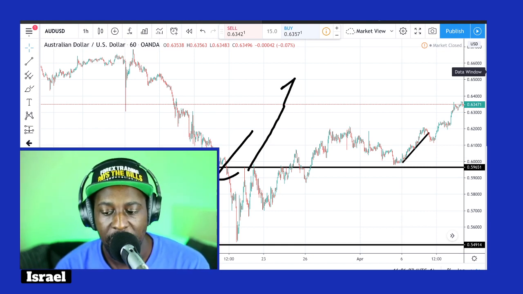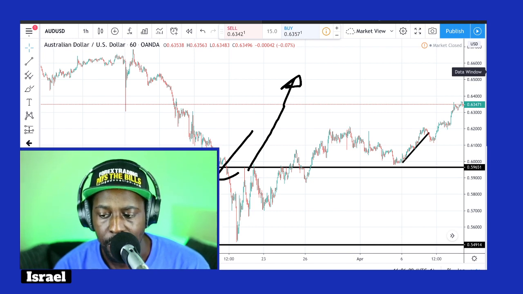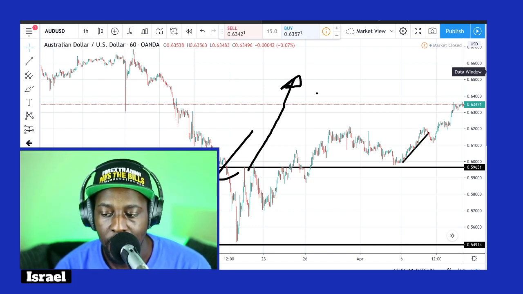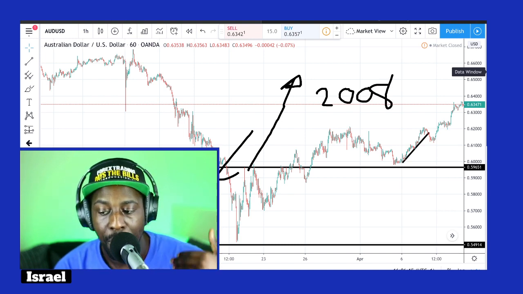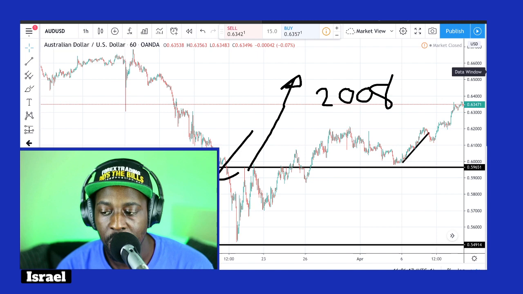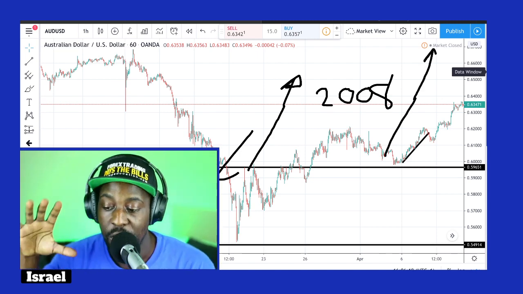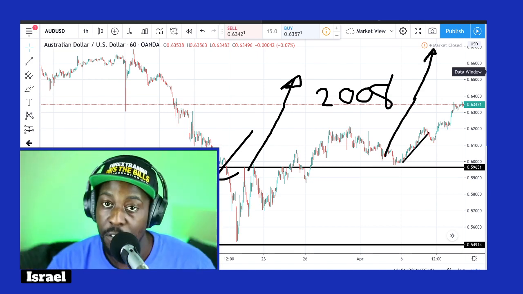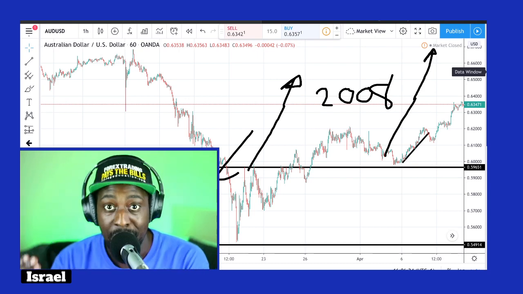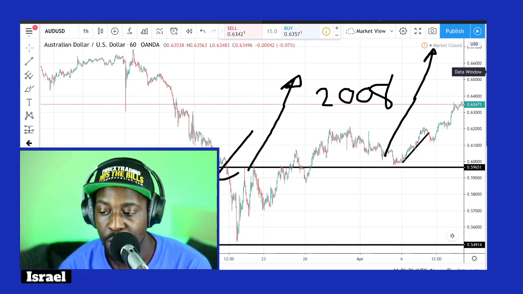Because this is going back to 2008, right? And in 2008, what happened? In these kind of times, this is what price decided. This is when price decided, nope, you know what? The economy has dropped off enough. Now it's time to recover, basically. And that's what the price started doing, right? It basically started bouncing off this region.